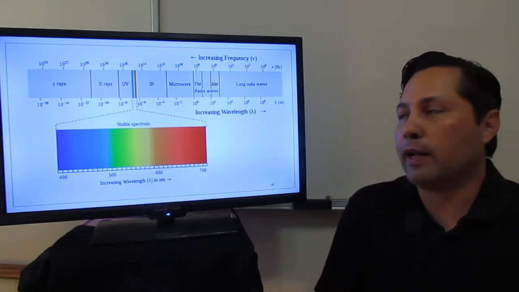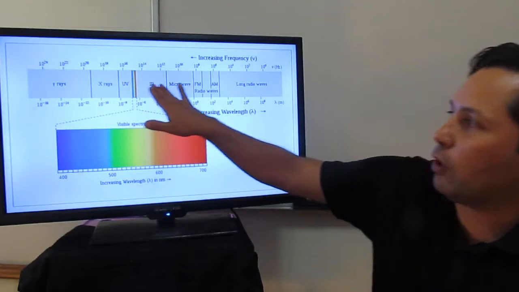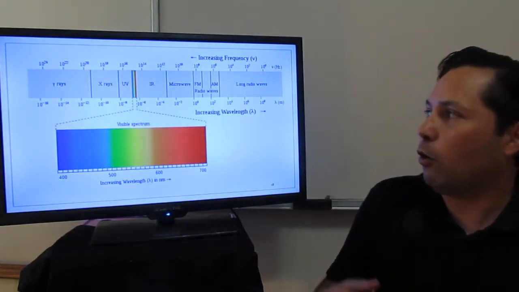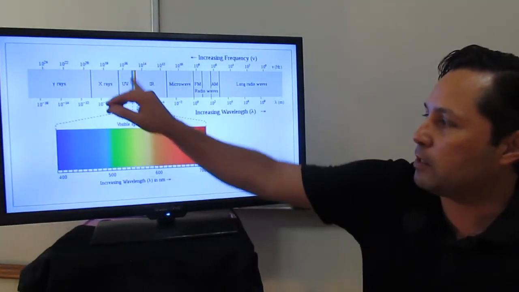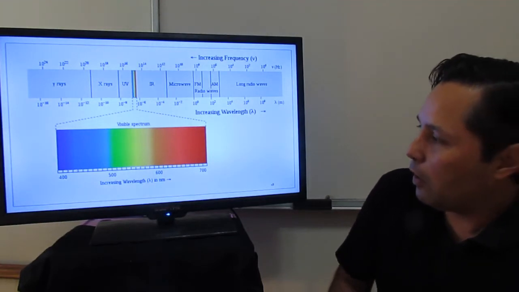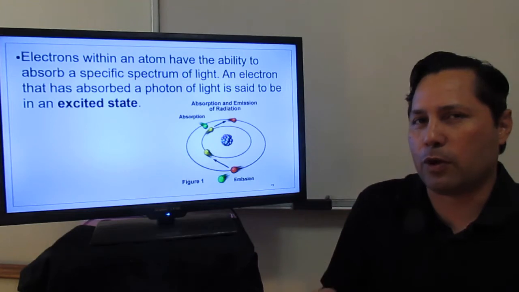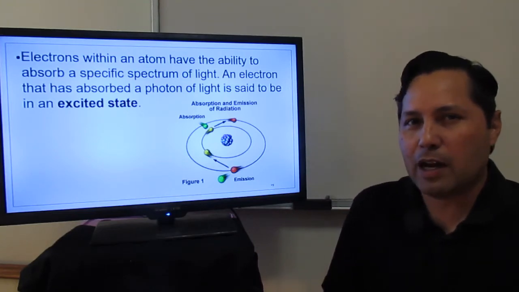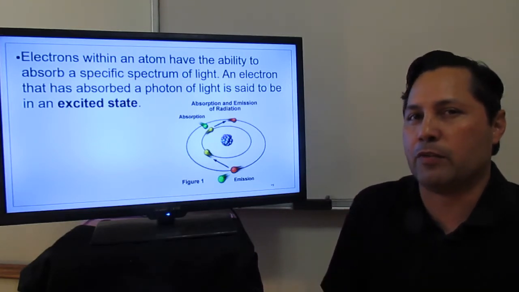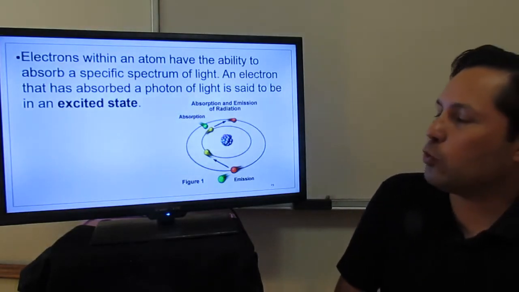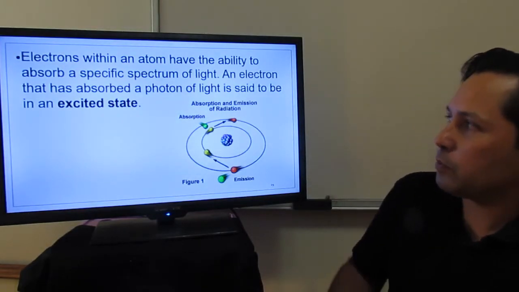So there's a lot more light out there. All of this on the left, all of this on the right, that your eyes cannot see. All we could see is this very small band right here. Alright, so that is visible light. Now exactly how does that work as far as color? How come some atoms give you one color, other atoms give you another color? It has to do with the movement of electrons within the atom.